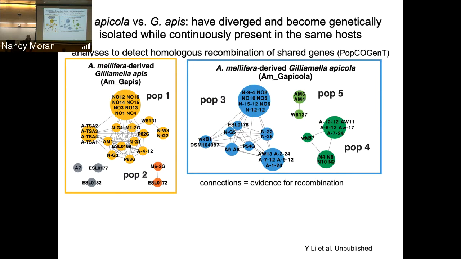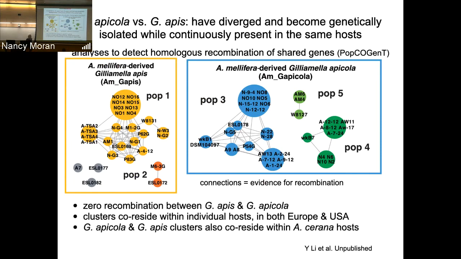it looks like there are these clear clusters, but there's definitely no recombination between apis and apicola if you look for recombination. So there's no homologous recombination, as distinct from lateral gene transfer, right? That happens between everything, but this is homologous recombination. So there's zero recombination between them.